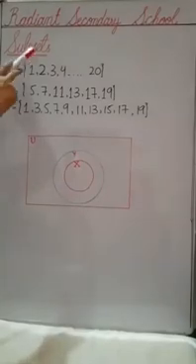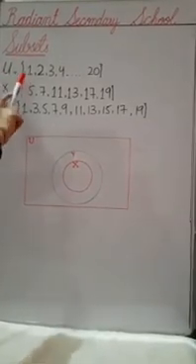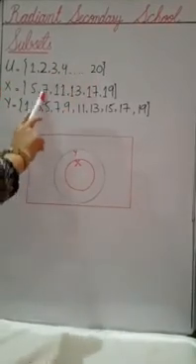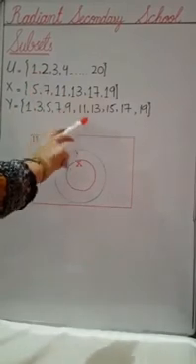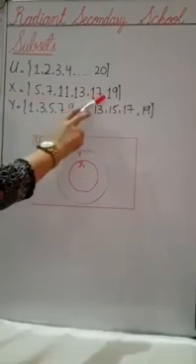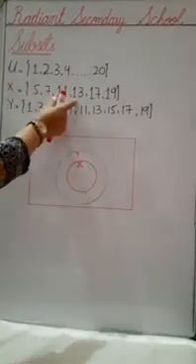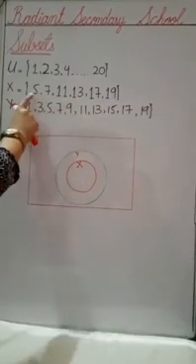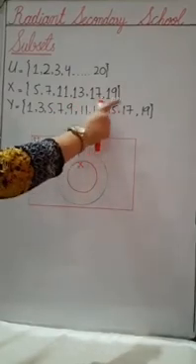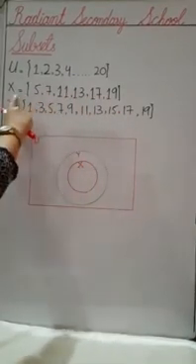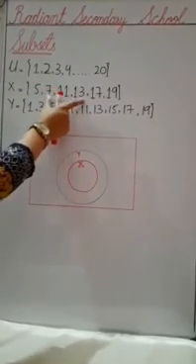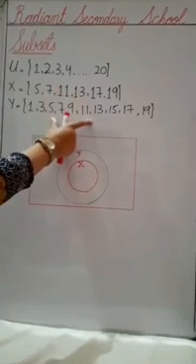Okay class, now the last one is subsets, the last case. This is a universal set, 1, 2, 3, 4 up to 20 numbers are there. These two are the subsets of this universal set. All the elements are taken from this universal set. Now as you can see, all the elements of this set X are same with the elements of Y, like 5, 7, 11, 13, 17 and 19. All the elements of set X are also present in set Y. It means this set X is actually a subset of Y.